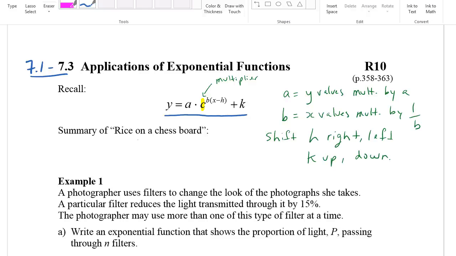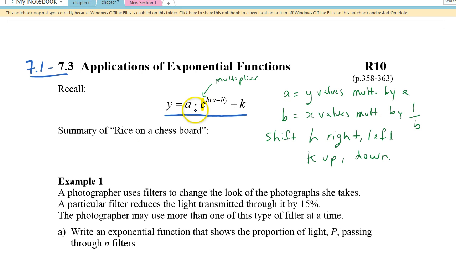So let's see if we can go back here and say, for our summary of our rice board, what's our multiplier? In terms of our value of c, in this question, c is going to be equal to 2. Every single square, we're doubling the amount of rice. So if we were to make up a simple version of y is equal to c to the power of x, in this case it would be y is equal to 2 to the power of x, so I'll change that to 2.